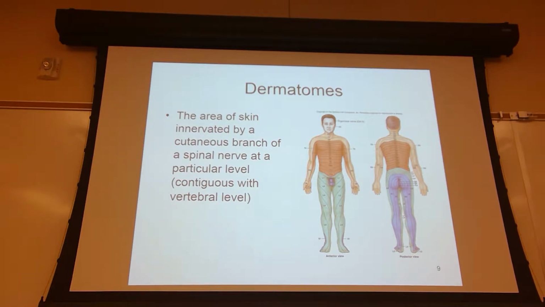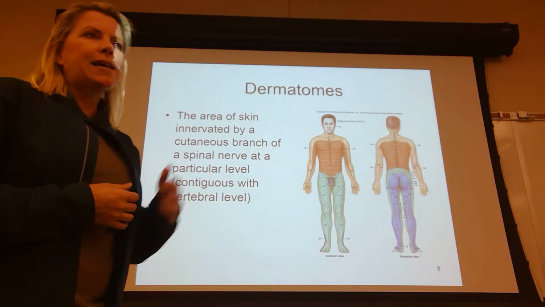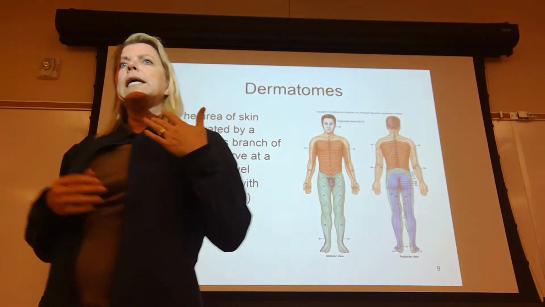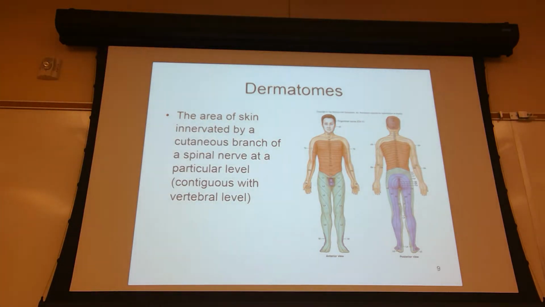Dermatomes are regions on your body that are innervated by cutaneous branches from the spinal nerve. They are very helpful to us in a clinical setting because if we suspect that someone has had spinal cord damage, it's an easy tactile touching assessment. It's basically, can you feel me now? Can you feel me now? Can you feel me now?